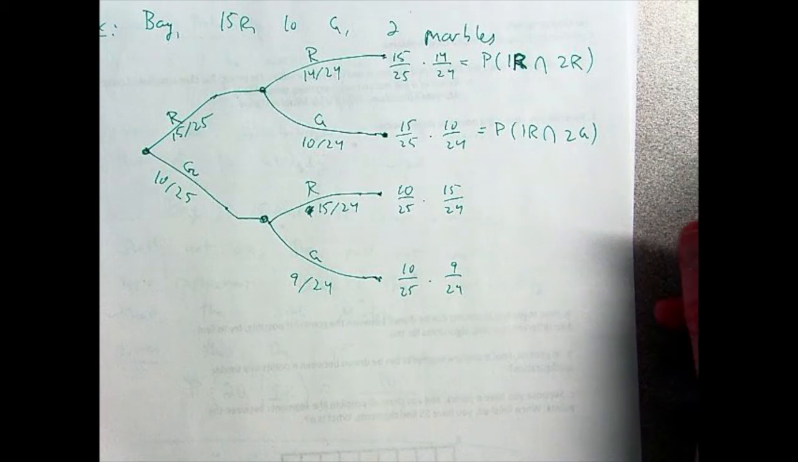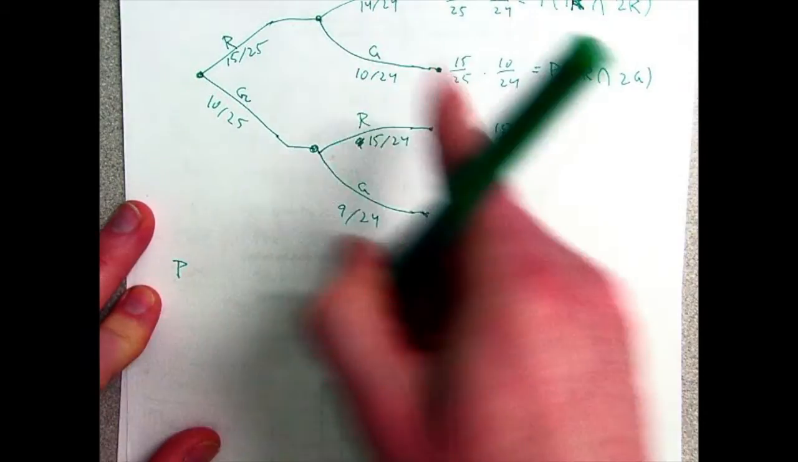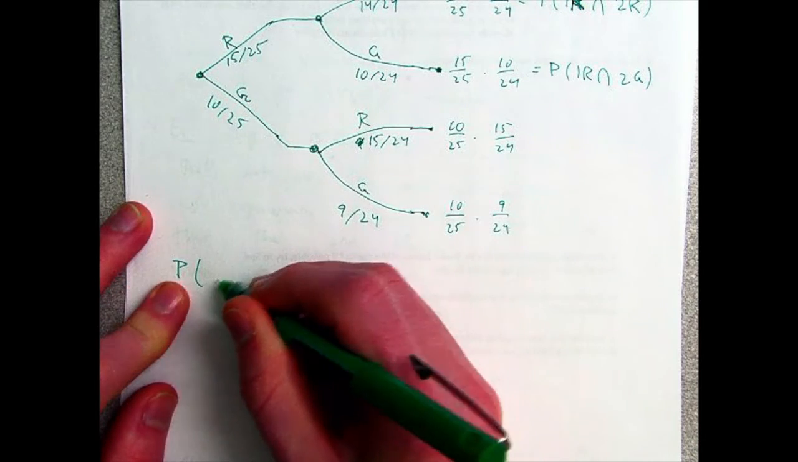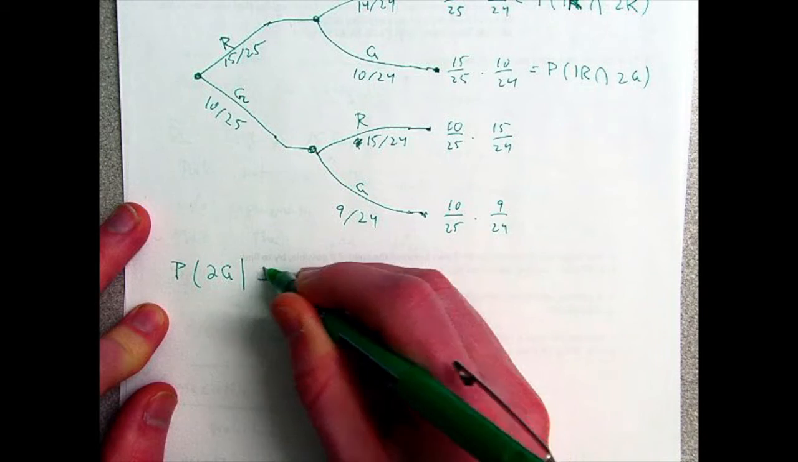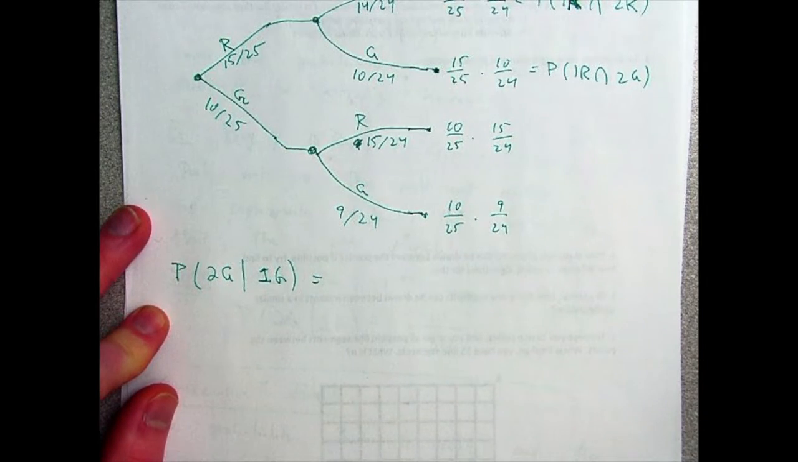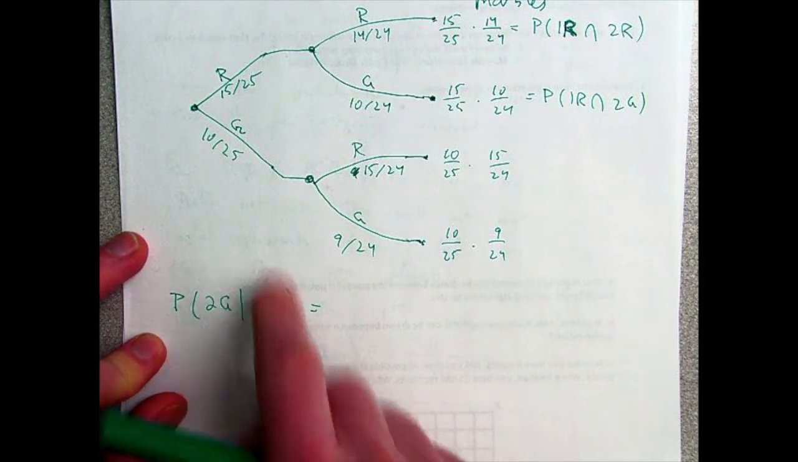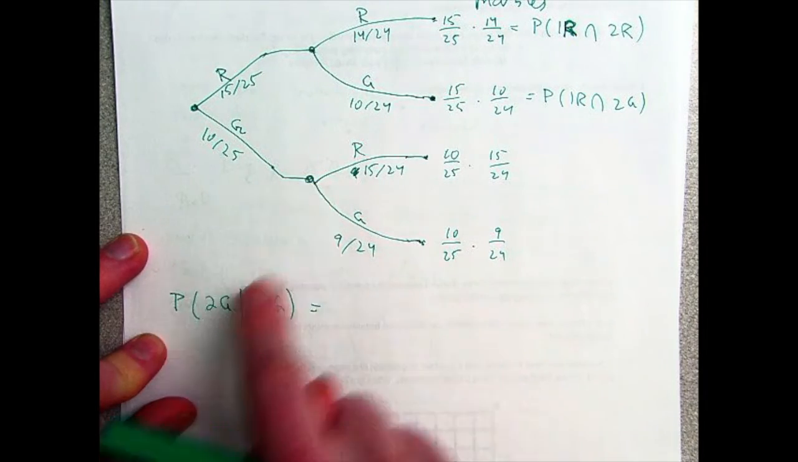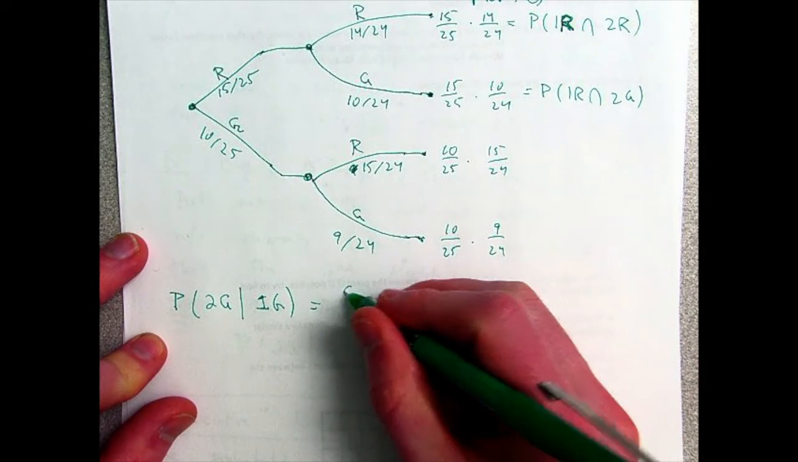Okay, so I could just ask you some random questions. Like, hey, here's a diagram. What's the probability that the second marble is green, given the fact that the first marble is green? Think about where that would be on the diagram. Assuming that the first marble was green, in other words, assuming that you're on this branch here, what's the probability that your second marble is green? That'd be this guy right here, 9 out of 24.